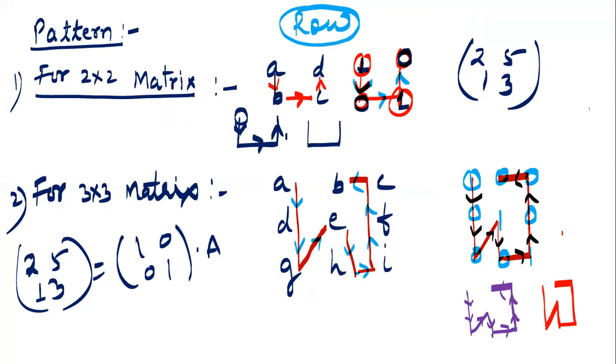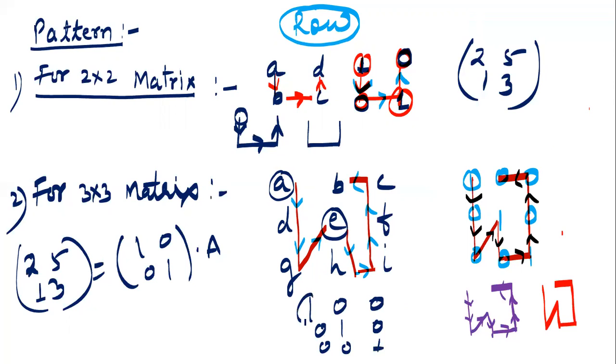And for a 3 by 3 matrix, we will apply this. First, we will go like this. We will make it 1, then 0, 0, then 1, because the identity matrix of order 3 will be this.